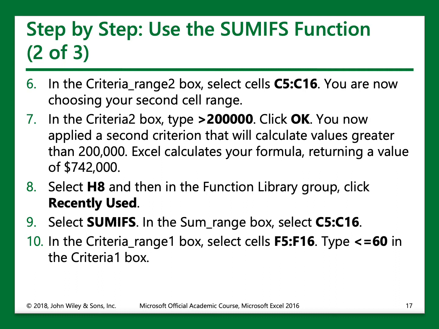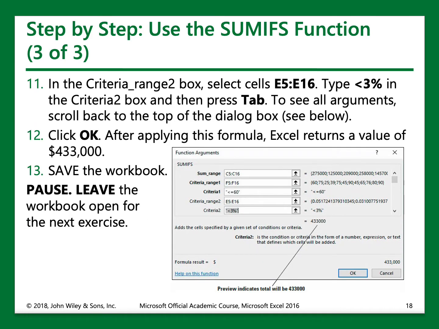Our second SUMIFS function is going to be based on the percentage value. So we've got a SUMIFS. Again, our sum range is going to be C5 to C16. We need to look at column F to see whether or not it's been sold within the last 60 days. And then we can look at cells in column E, E5 to E16, where we type less than 3% again, and we can see that the dialog box should look like this. Click OK, and after applying, the total should be 433,000.